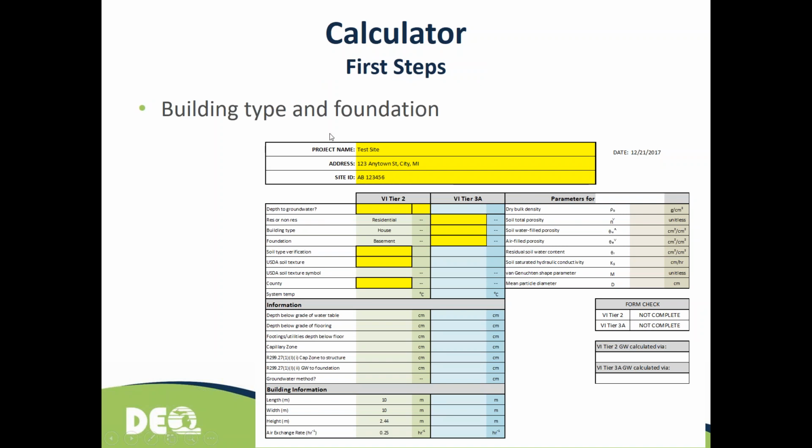So the first step again that we're going to go through is we're going to enter the building type and foundation. Because the VI tier 2 is for the generic unrestricted residential, they've already been pre-inputted and they're not variables that we can change. The building information you can see down in the lower has already been incorporated into it, and those match the proposed rules. It'll also, as we go through it, provide information into things like the footings and utilities depth below grade, and other information like that that you can find in the table 1.